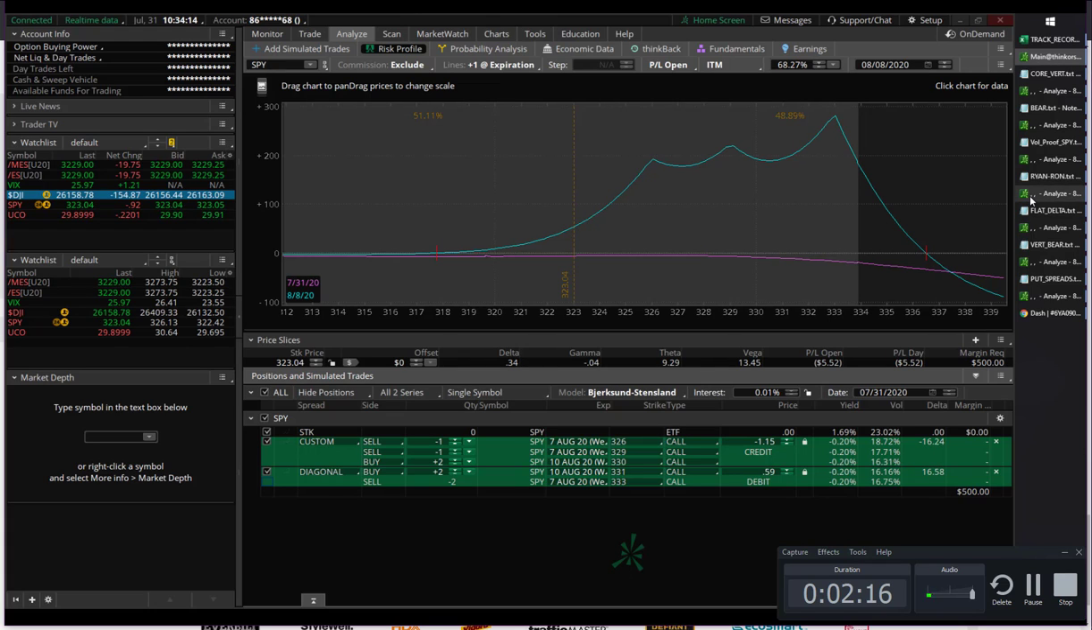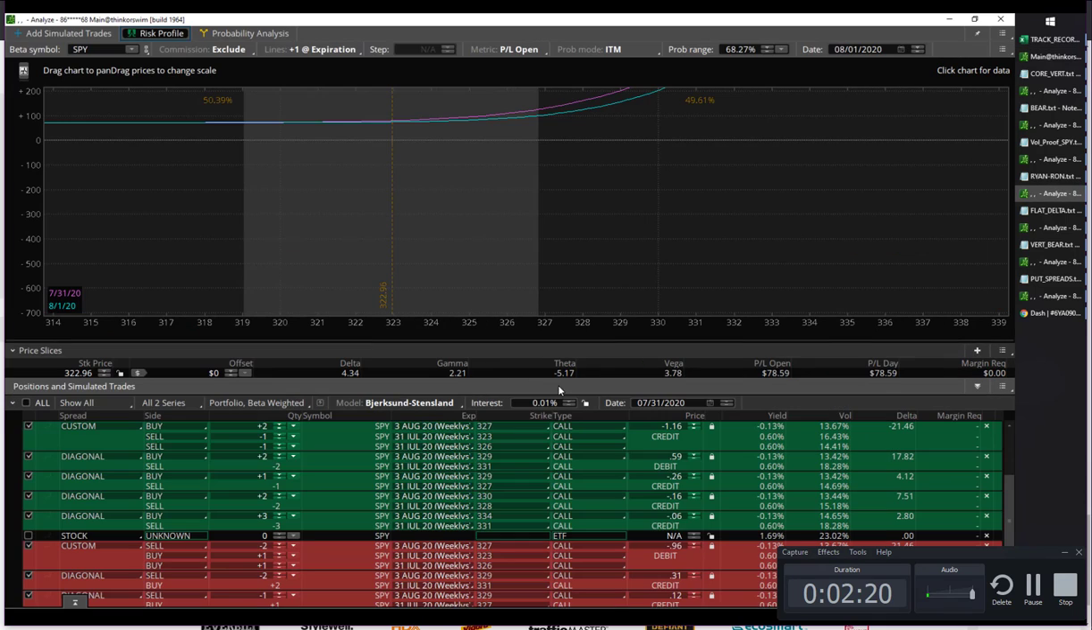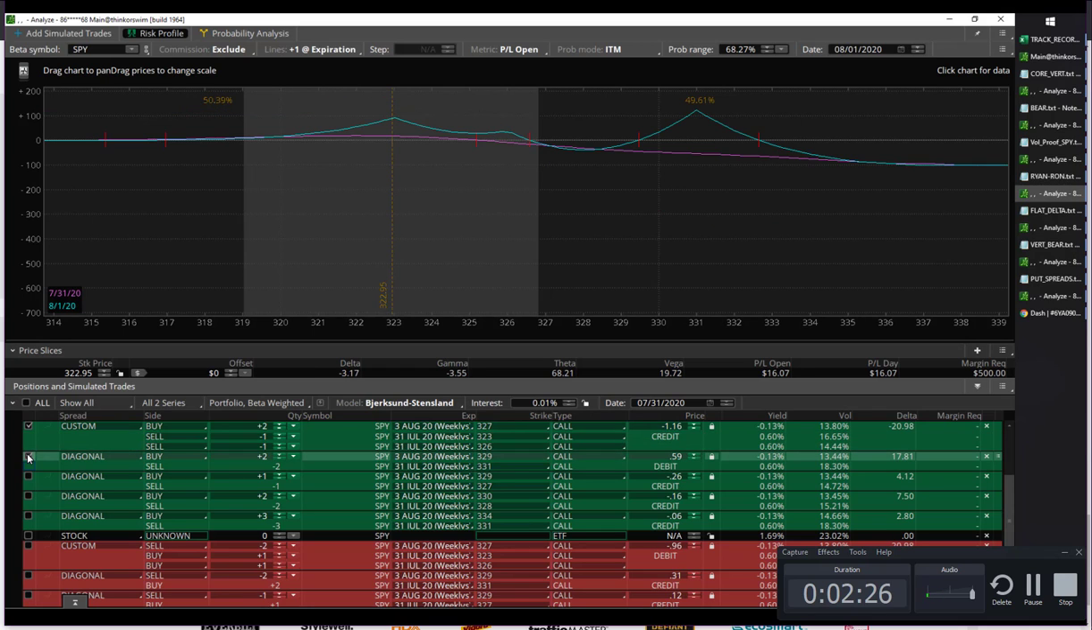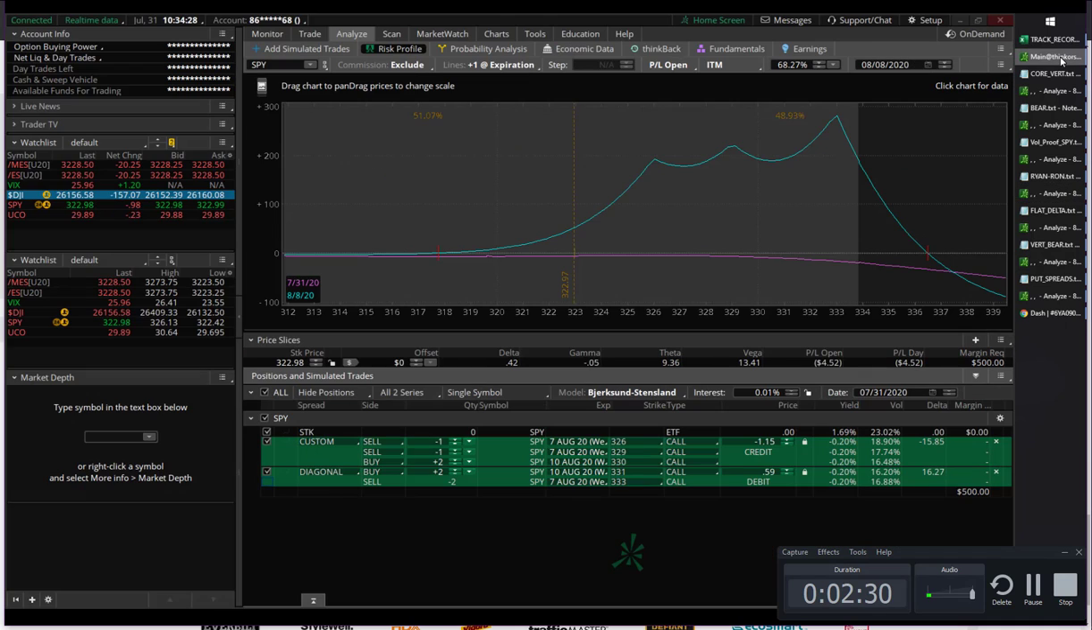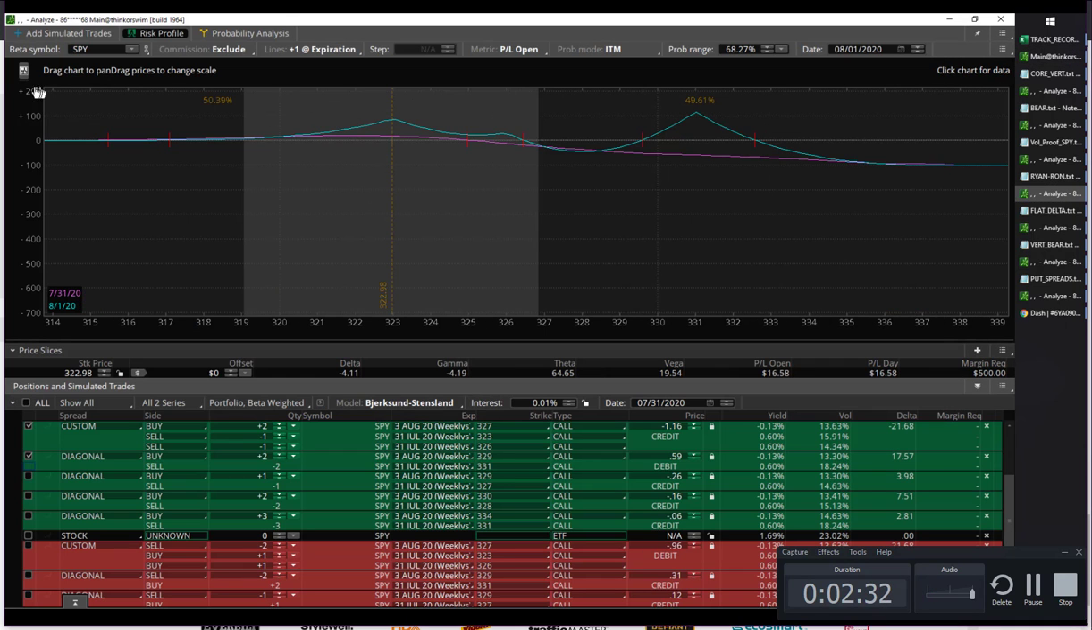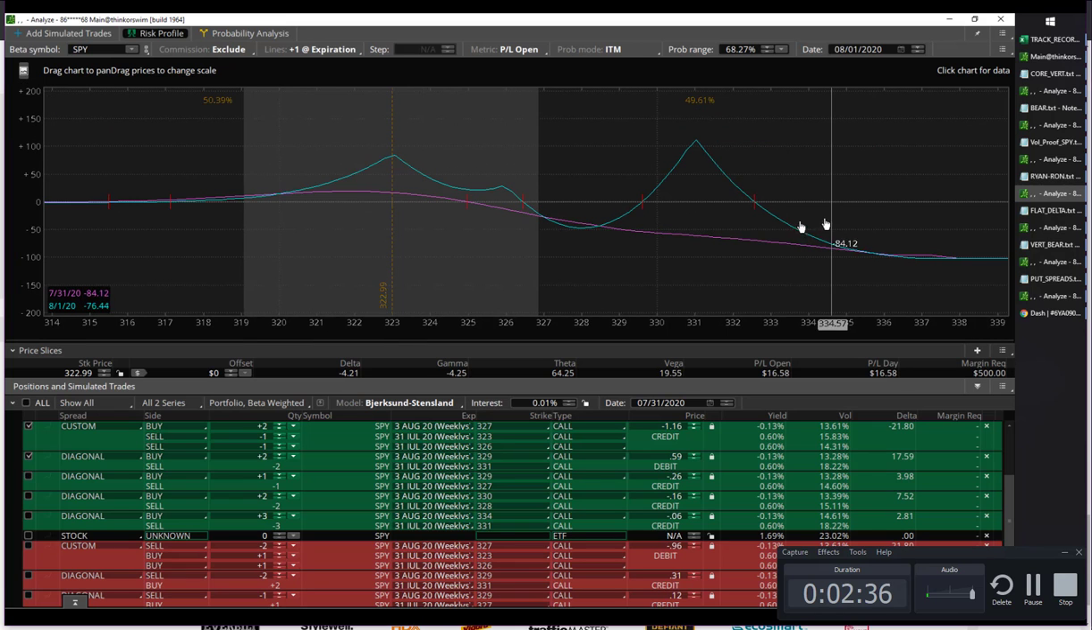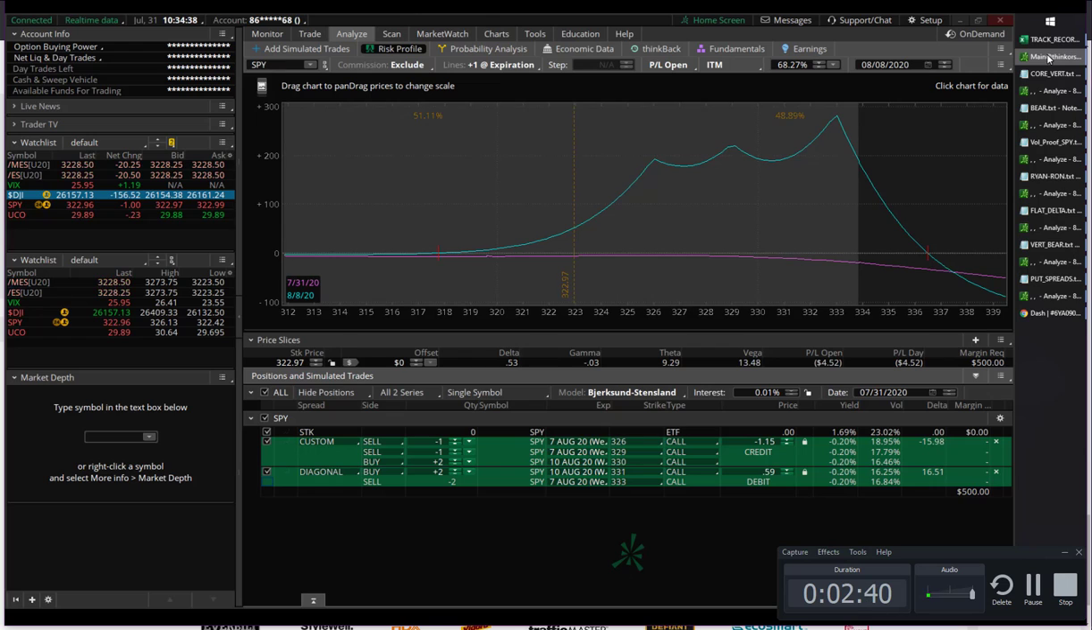So don't get confused for a second. I want to uncheck all these things. Just for a moment, don't look at all this because it's going to make it look all crazy. Okay, so that trade looked exactly like this last week. But now look at it. It looks like this. So this is how it looks on a Friday, and this is how it looks on the next Friday.